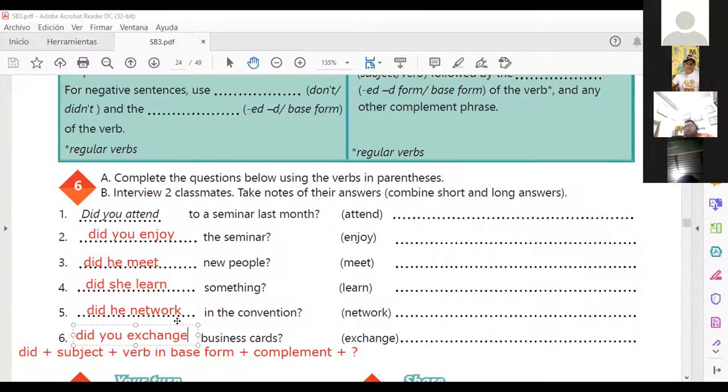William, en este caso, no iría con ED exchanged, porque como ya tenemos el did en la pregunta, ya el verbo principal iría en forma base. Okay. Ahí solo eliminémosle la D. Exchange. Yes, that's the correct way. Así como está la estructura aquí abajito. Verbo en forma base. Okay? All right, very good. That's the way how we got it then.